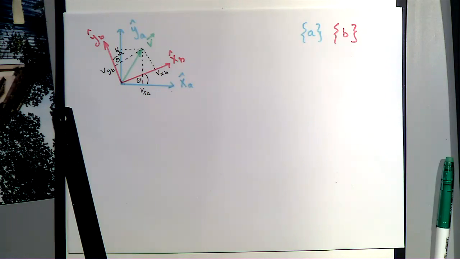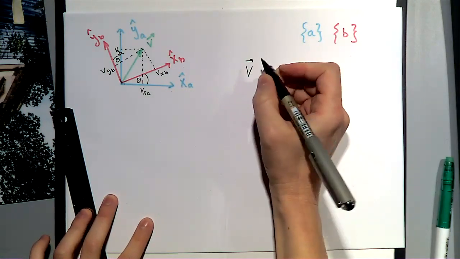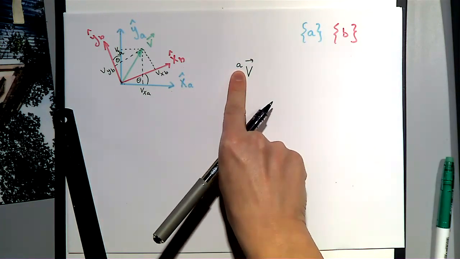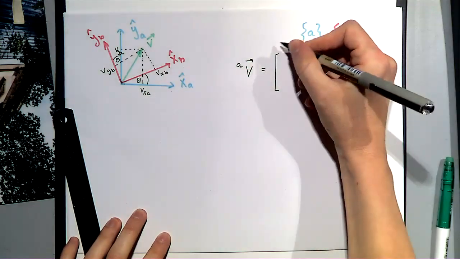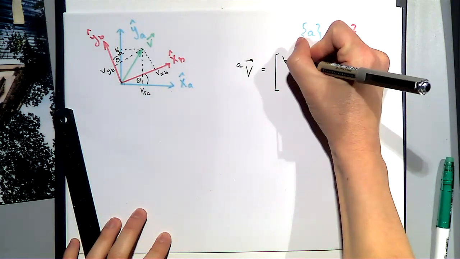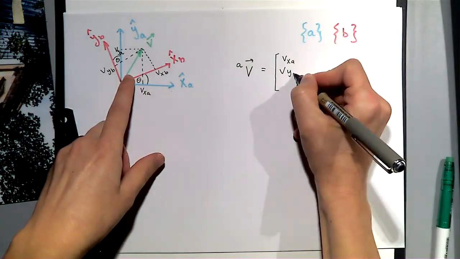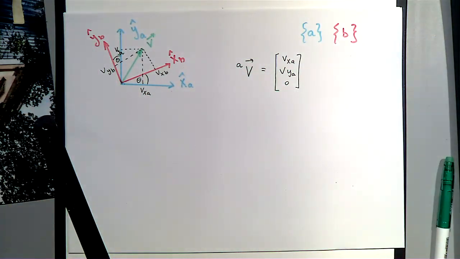So, what do I mean by represent? If I want to write the vector V in frame A, I would write the A label at the top left here, and I would write it like that, as Vxa, Vya here, and 0 projection on the ZA axis. All right?